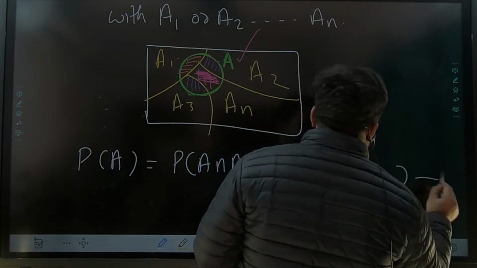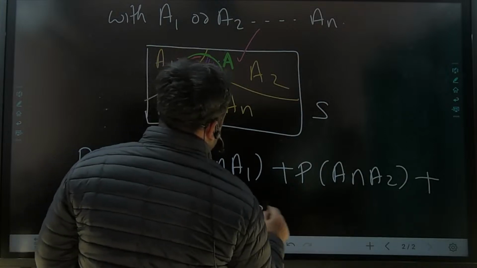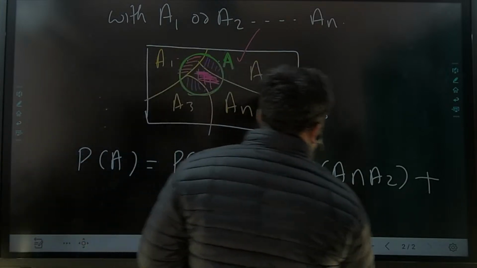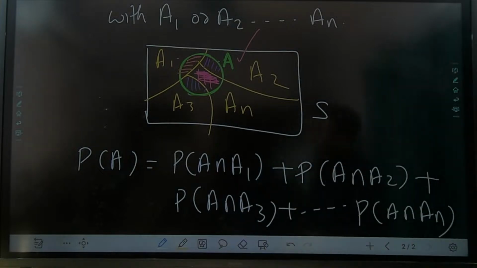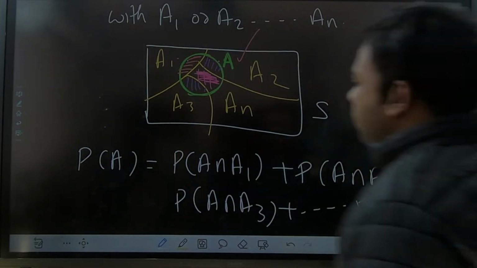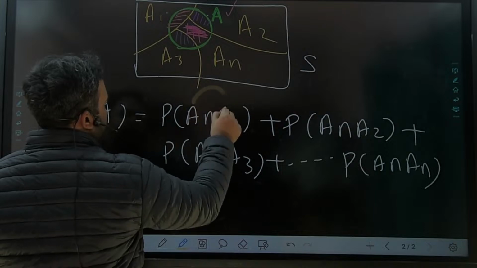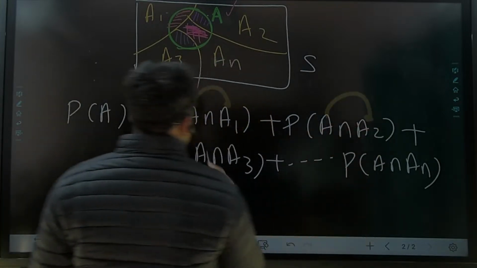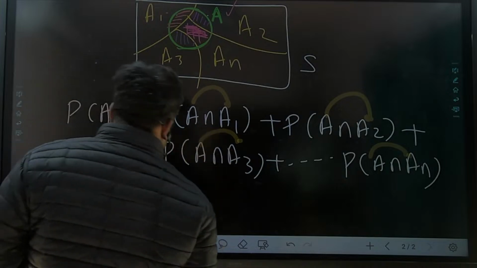Right? Plus I want the probability of A intersection A3. Like this, I want the probability of A intersection AN. Because this shaded portion in each of A1, A2, A3, I want to collect. That is the total probability of A. So A can appear from A1, A can appear from A2, A3, and the nth also. So in this way, you have to find this.